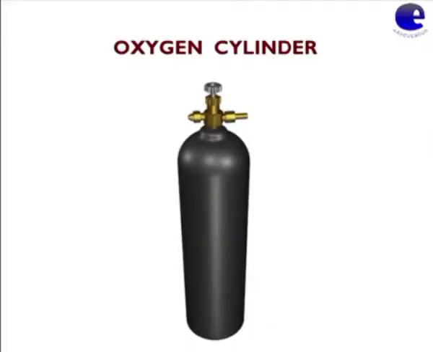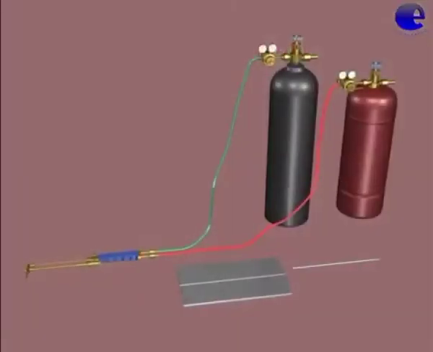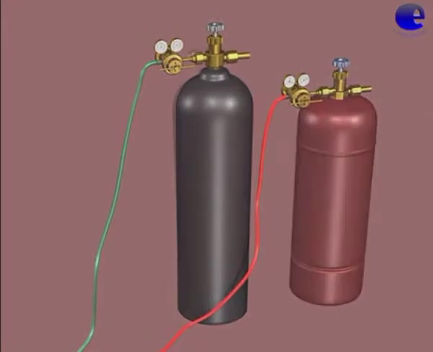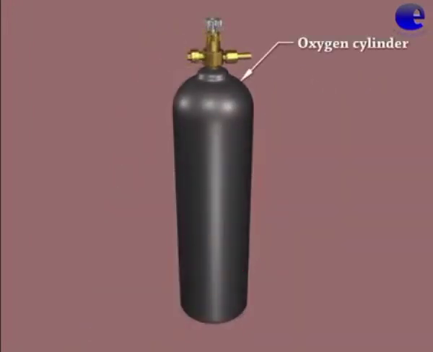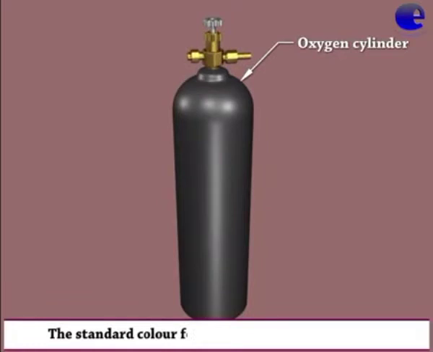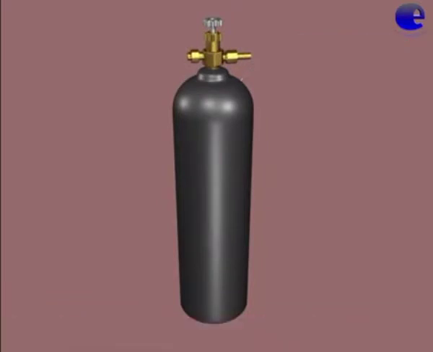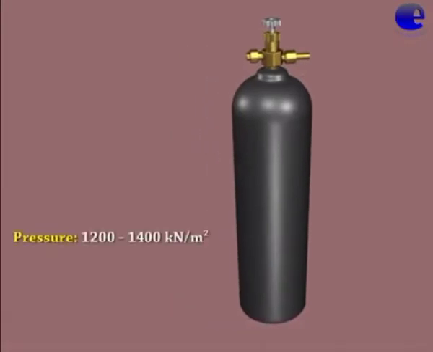Oxygen cylinder. We are going to see the specification of oxygen cylinder. This is the 3D view of oxygen cylinder. The standard color for the oxygen cylinder is black. The oxygen cylinders are usually filled at a pressure of 1200 to 1400 kilonewton per meter square and have a capacity of 6.2 meter cube. The oxygen cylinder weighs approximately 80 kg.